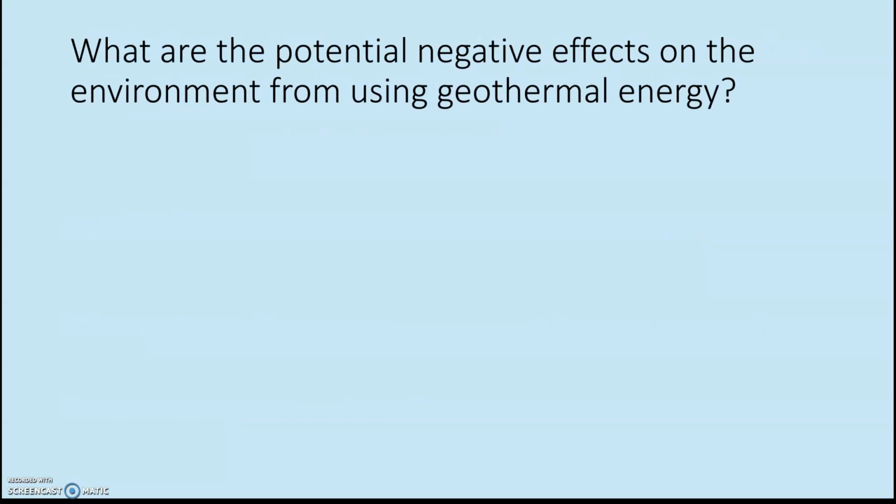What are the potential negative effects on the environment from using geothermal energy? One of the main problems on the environment caused by geothermal energy plants is surface instability. This is basically when the power plant takes hot water and steam from the underground reservoirs, which can cause the Earth's surface to start to sink.